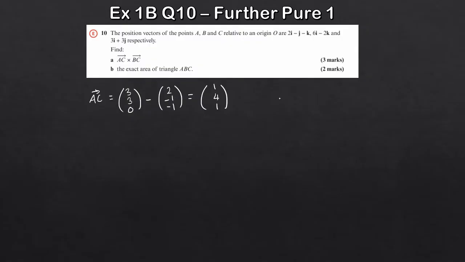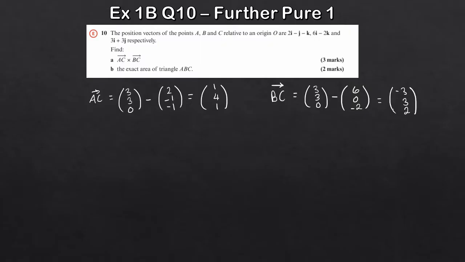Let's do the same for BC, and like you can see, it'll be very, very similar, because we already know what C is, so that'll be 3, 3, 0. Minus, this time we do the position vector of B, which is 6i minus 2k, so that's 6, 0, and minus 2, like so. Perform this on your calculator, or just do it by hand. So 3 minus 6 is minus 3, 3 minus 0 is 3, and 0 minus minus 2 will be positive 2 there.